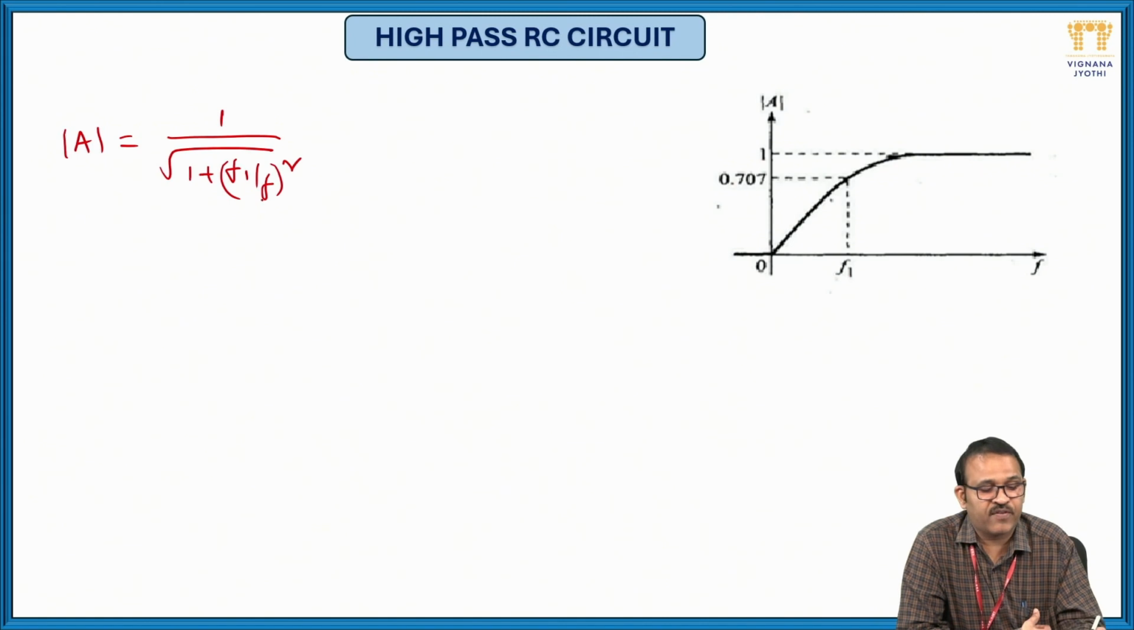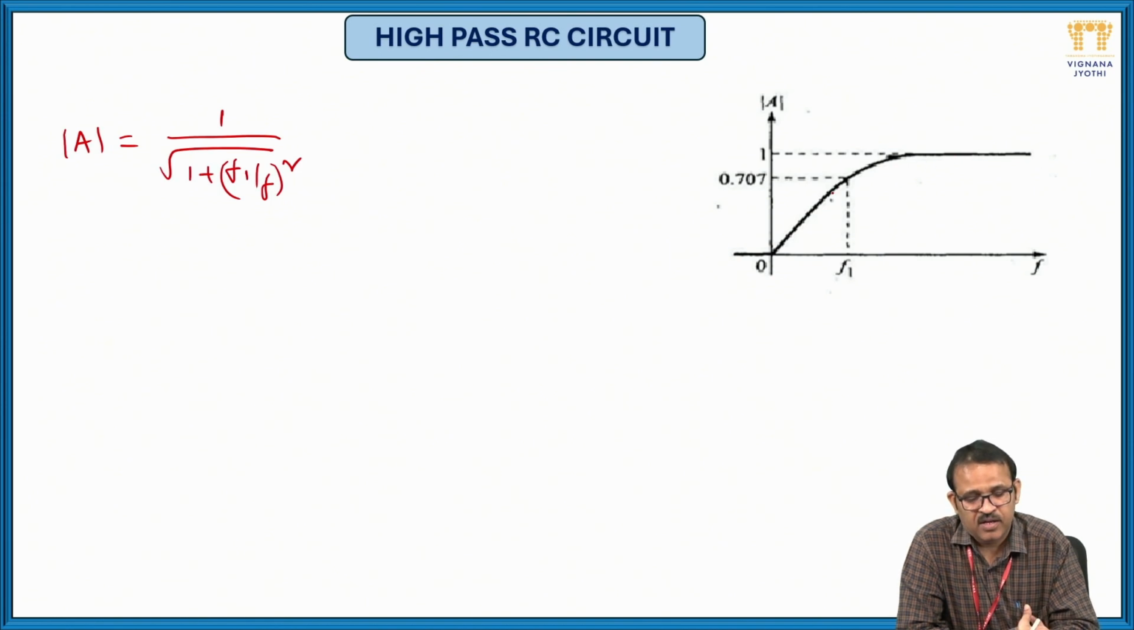Now at F equal to F1, F1 by F1 is 1. So 1 square plus 1, square root of 1 plus 1 is root 2. So 1 by root 2, that is equal to 0.707. At very high frequency, that is if F equals infinity, F1 by infinity gives 0, square plus 1 only. So the denominator is square root of 1 and the numerator is 1, that gives 1. So for a high frequency signal, the gain is unity.